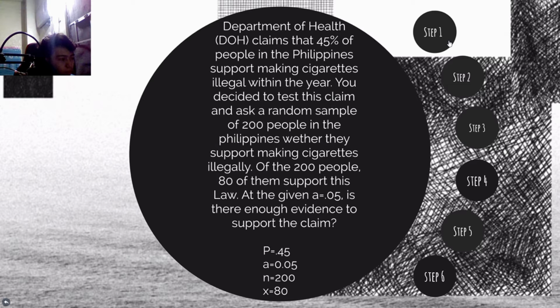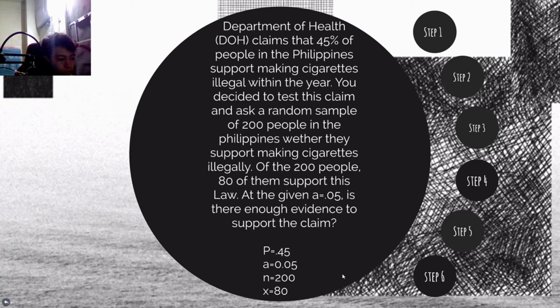The Department of Health, or DOH, claims that 45% of people in the Philippines support making cigarettes illegal within the year. They decided to test the claim and asked a random sample of 200 people in the Philippines whether they support making cigarettes illegal. Of the 200 people, 80 of them support this law. At the given alpha of 0.05, is there enough evidence to support the claim?